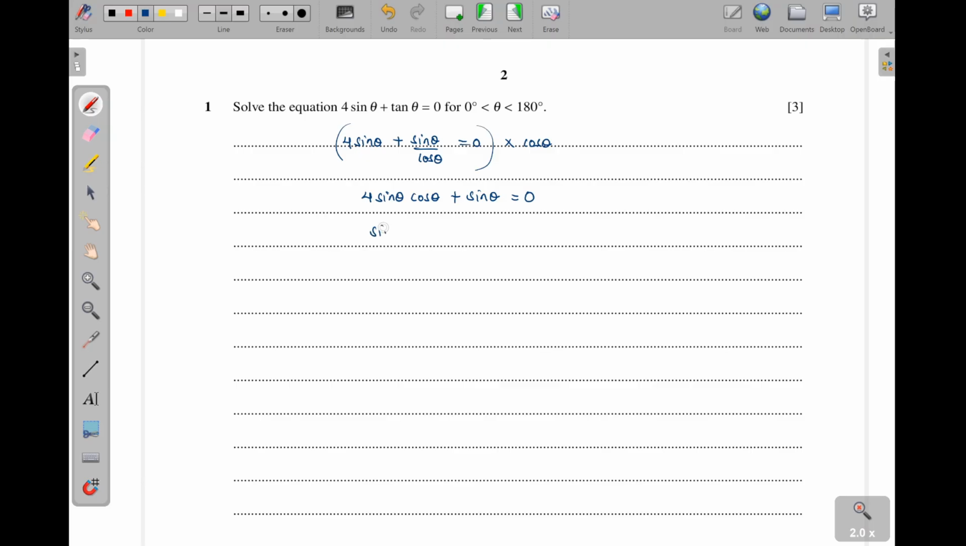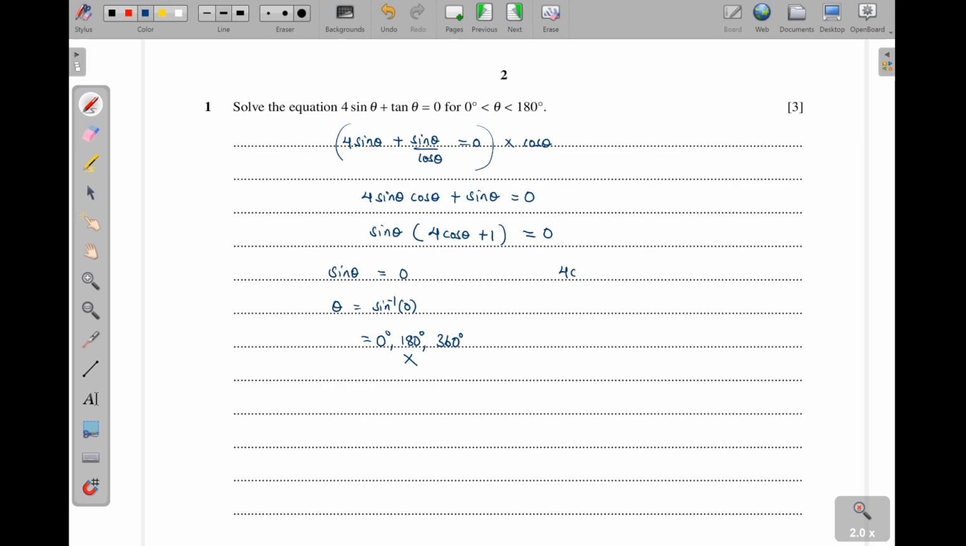Now, sine theta, you can see here that it is common. So if I factorize it out, then I will have 4 cosine of theta plus 1 inside here, which is equal to 0. So meaning sine of theta is equal to 0, and then theta becomes the arc sine of 0. And this one gives us 0 degrees, 180 degrees, 360 degrees. But 0 is not inclusive, 180 is not inclusive, so that means we are not taking any answer from here.